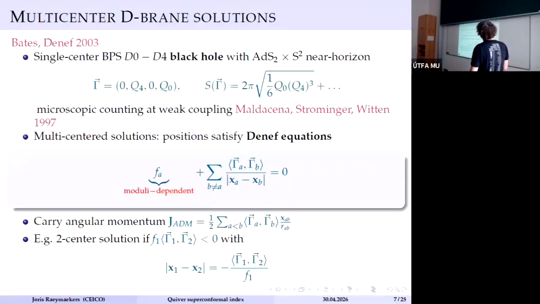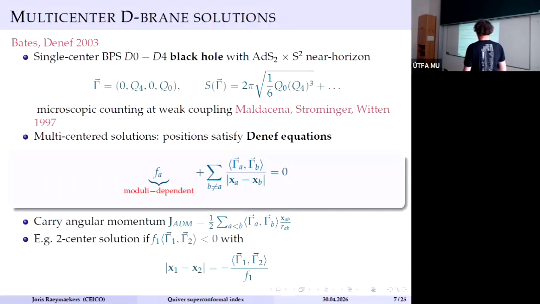Of course, the simplest solution, the single-center solution, is a black hole solution, which was known before. For example, you can make the D0-D4 charge well-known black hole, supersymmetric, with AdS2 times S2 in the horizon region, with microscopic entropy, which was explained microscopically by Maldacena, Strominger, and Witten, by taking various decoupling limits and using protectedness of the supersymmetric index.